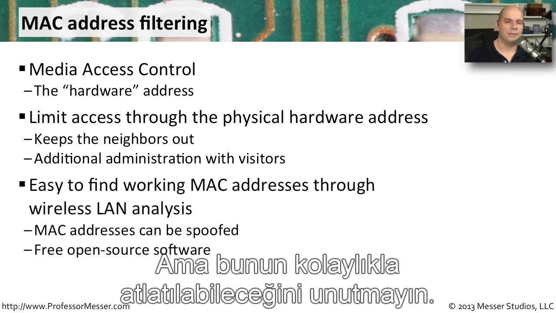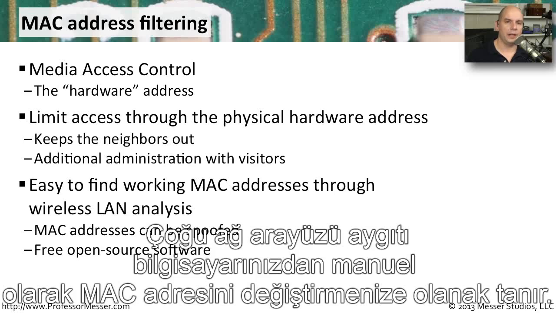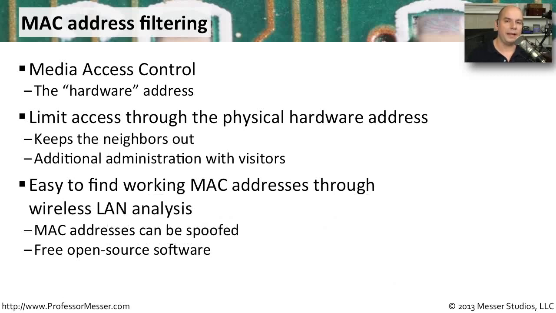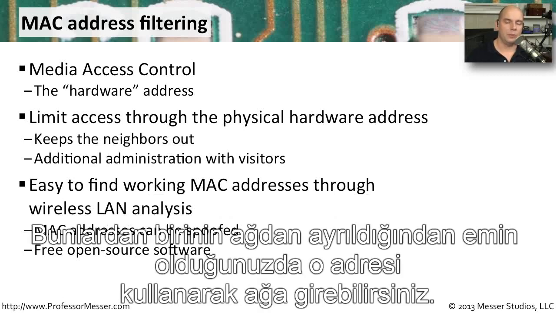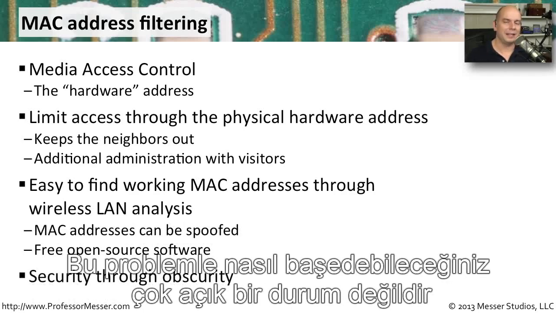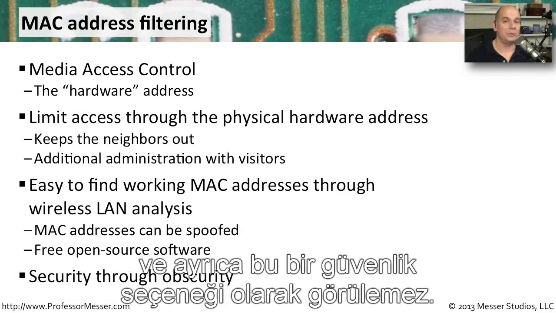Keep in mind that this is very easy to spoof. Many network interface cards allow you to configure manually the MAC address inside of your computer. So all you have to do is use free software from the internet, plug in, see what types of MAC addresses are communicating already, make sure that one of them leaves the network, and now you can use that MAC address to communicate. And we call this security through obscurity. It's not completely obvious how you get around that problem, but it's also not really a security feature.